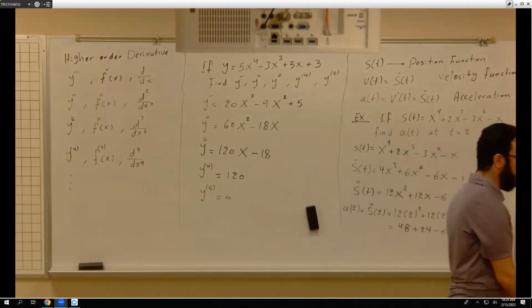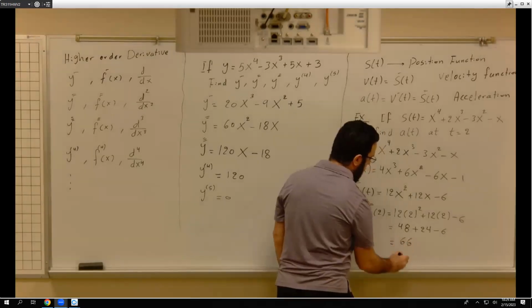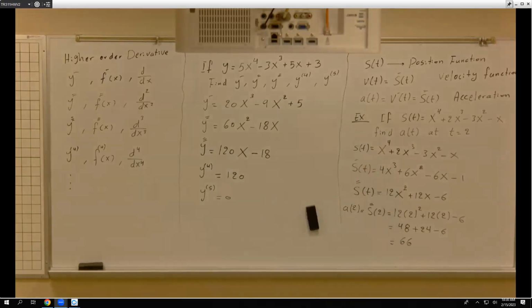So 72 minus 6 will be 66. That's it for this section.